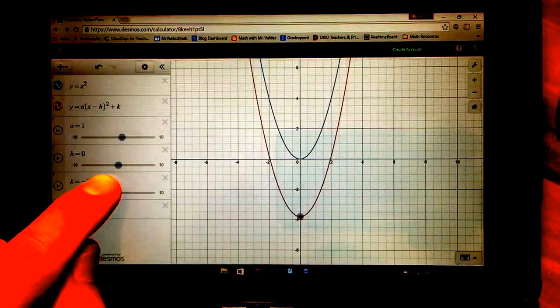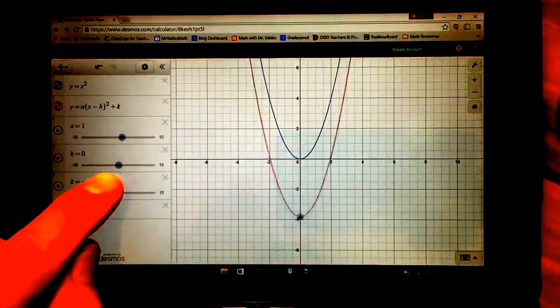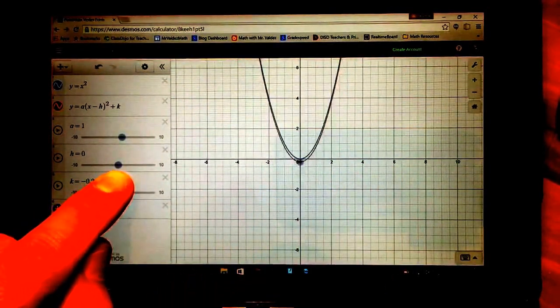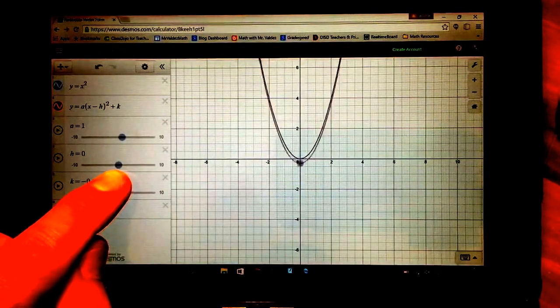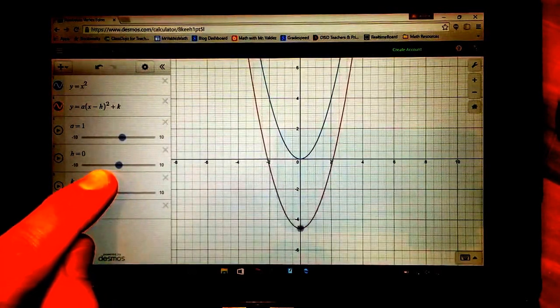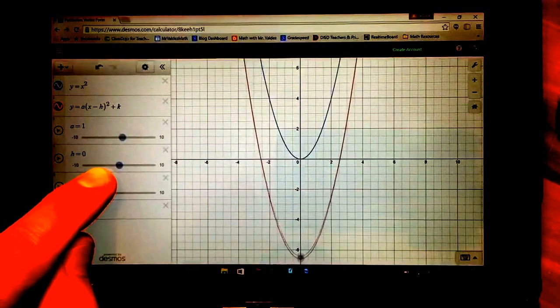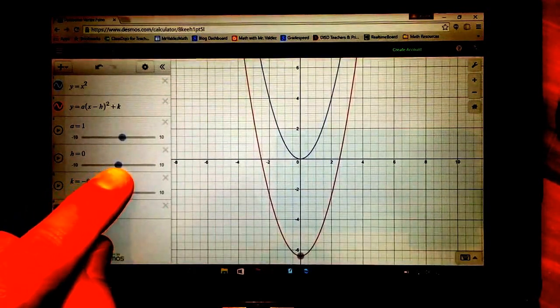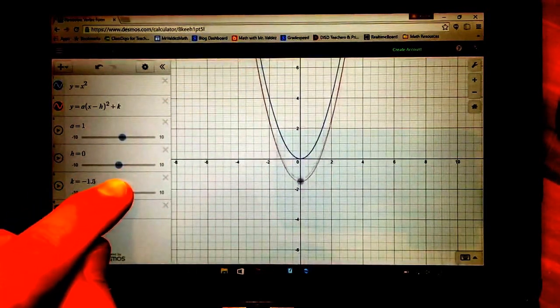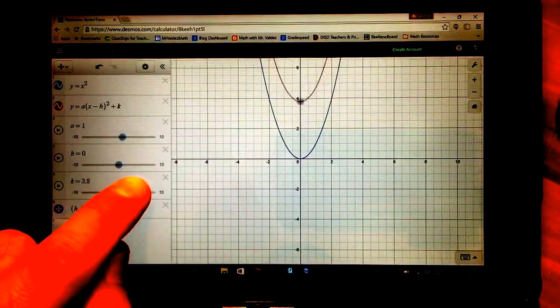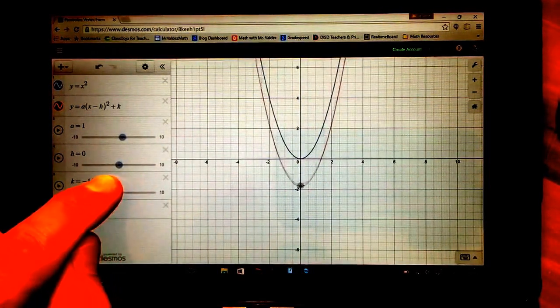Notice it looks like it gets narrower, but it actually doesn't. It's the exact same shape as the parent function. It simply looks like it's narrower because you're seeing more of the function, but it's the exact same shape. It is not getting wider, it's not getting narrower. It's simply translating, it's simply sliding up and down the y-axis.